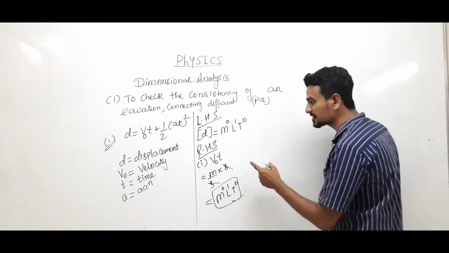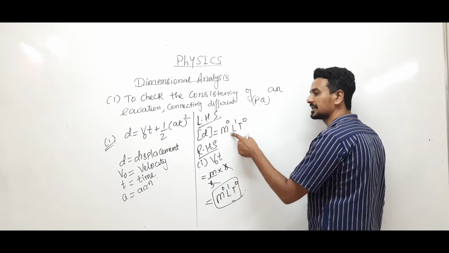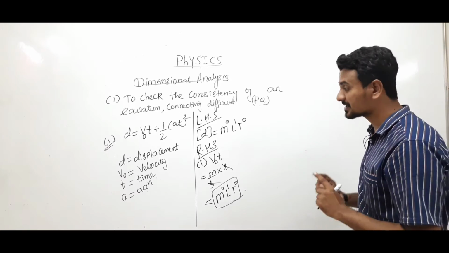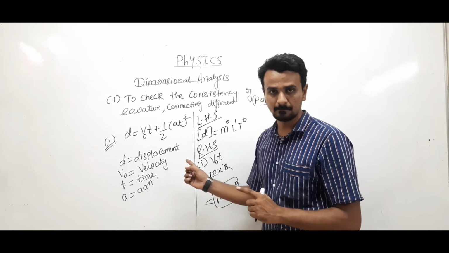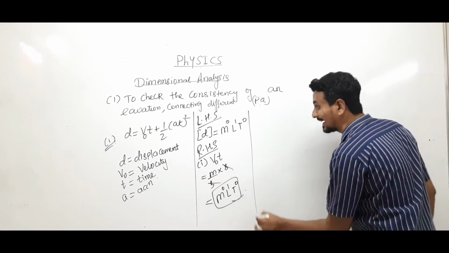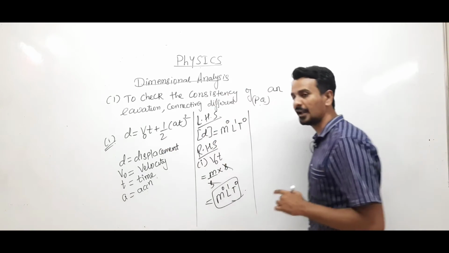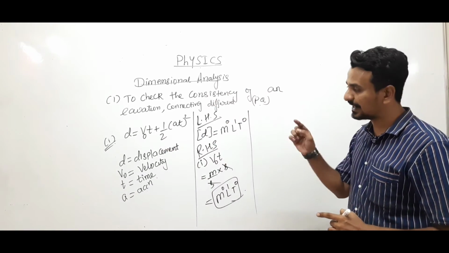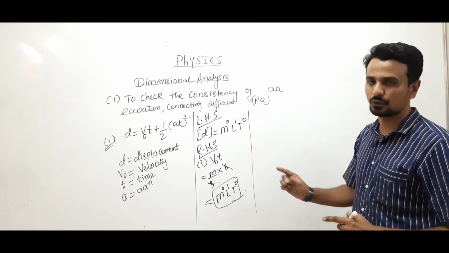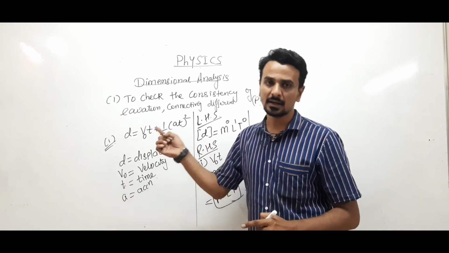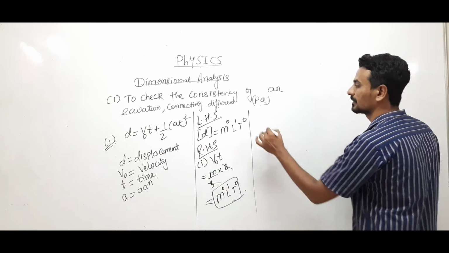So the first part of the right hand side matches with the left hand side, but I cannot say that the equation is correct still. I have to check each and every part. If the dimensional formula of each and every part comes out to be the same, only then the equation is said to be correct. Fine.